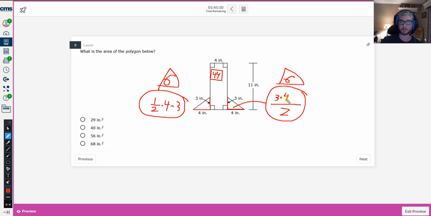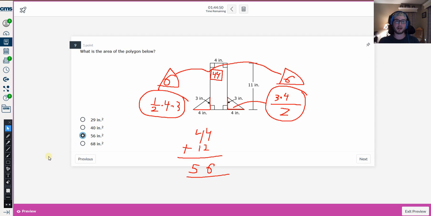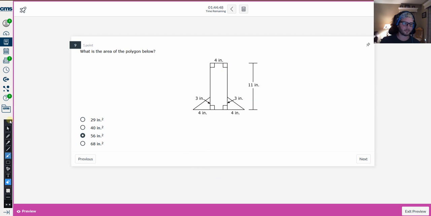For both triangles. The final step is you have to add all 3 of these shapes together. So we just do 44 plus 6 plus 6, which is the same as adding 12. We add this together to get our answer of 56 inches squared. So that's going to be my answer for number 9.